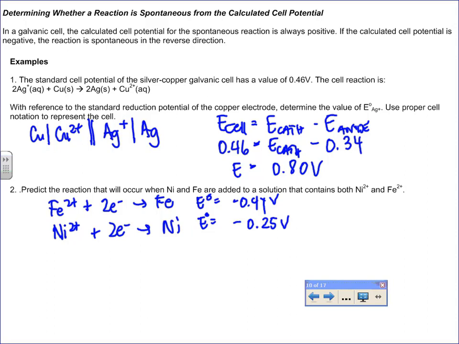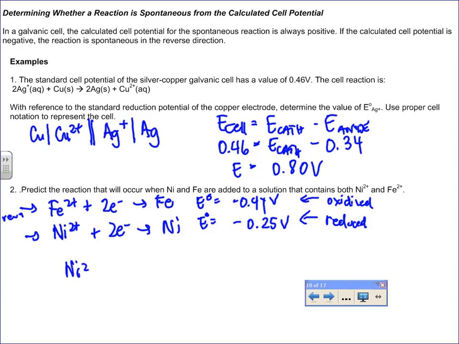And the one that is higher up on the reduction potential list, or has a higher reduction potential, which is the nickel, is going to be reduced. And the other one is going to be oxidized. Okay, so what we have here is the nickel is going to react in this same way. The iron, the reverse reaction is going to happen. So the iron is going to be oxidized.